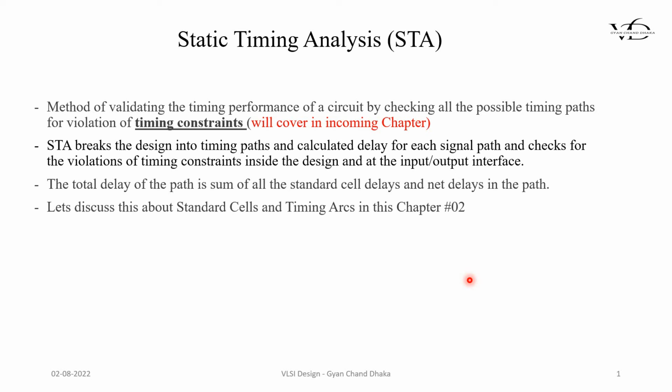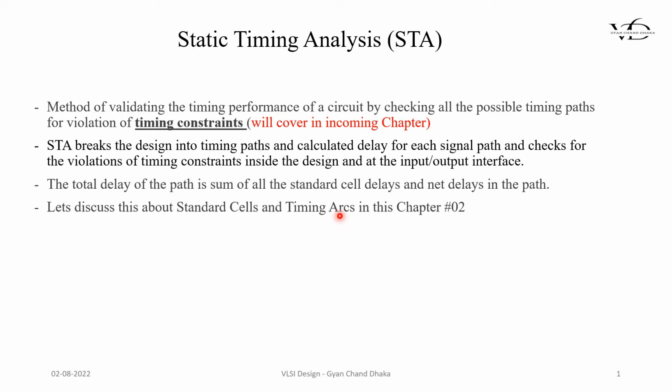In the last video of the static timing analysis series, which was chapter 1, we studied the basics of static timing analysis. For example, what is static timing analysis? Why do we need static timing analysis? How the static timing analysis tool breaks the design into different types of timing paths and calculates the delay for each and every path, and then does the checks for the violation of timing constraints. So the static timing analysis actually calculates the total delay of a particular path by summing up all the standard cell delays and the net delays of that path.